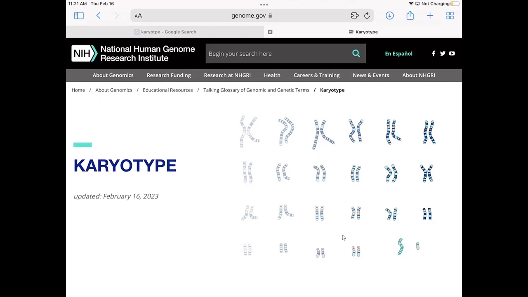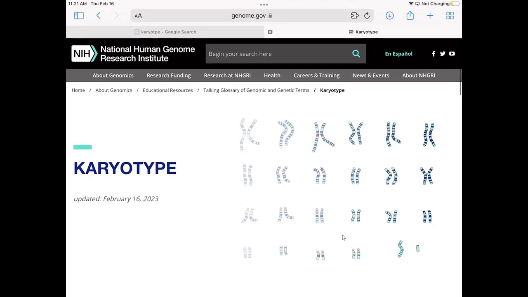If you look at this one, this is an X and a Y, so this would be a male. But a karyotype is just a picture, a representation of the chromosomes. And then the banding is showing kind of where the genes are. So where the banding patterns are, those are locations, those are loci.